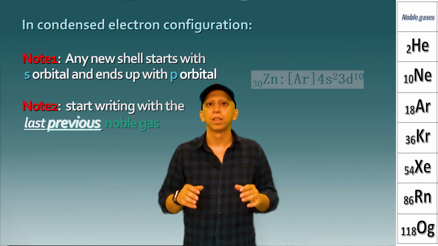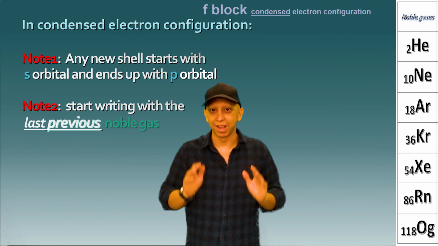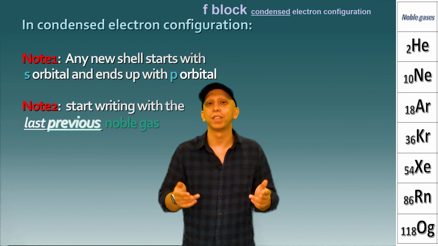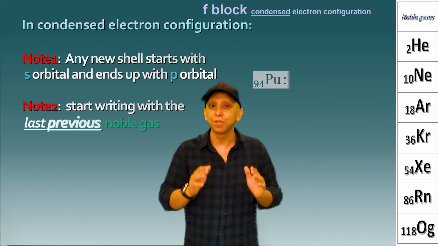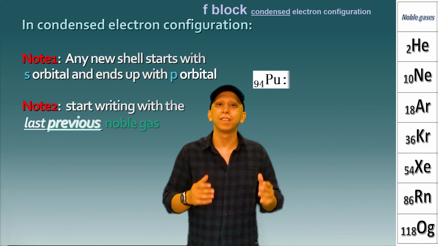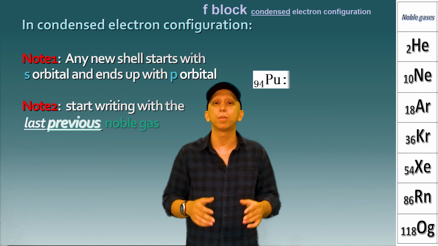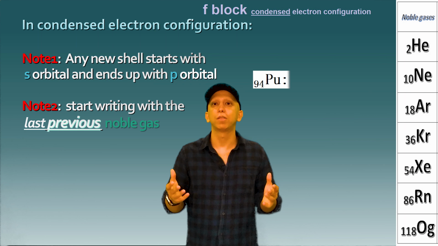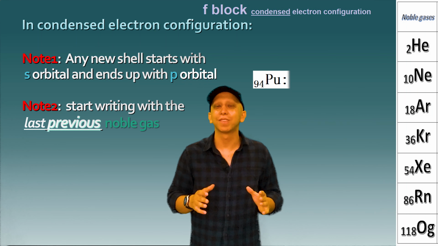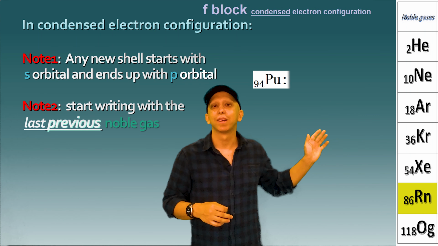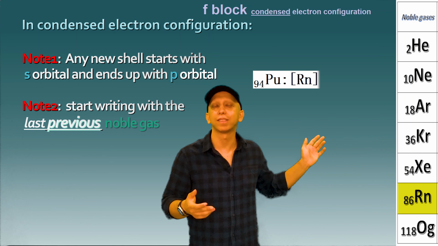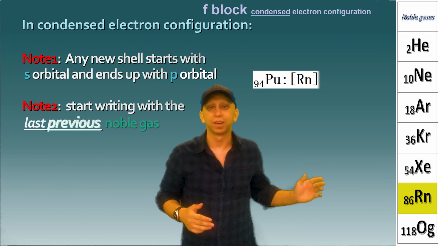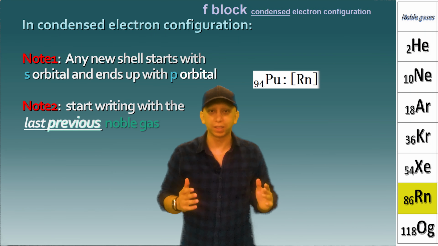It's done. The last element I choose is from the f-block, which we wrote in the last video when we talked about total electron configuration, and it was plutonium. Let's write it in condensed mode. Plutonium has 94 protons, so in the neutral mode it has 94 electrons. That's a huge electron configuration. But in condensed mode, we use radon, because it is the last previous noble gas before plutonium. As radon has 86 electrons, we need only 8 more electrons.